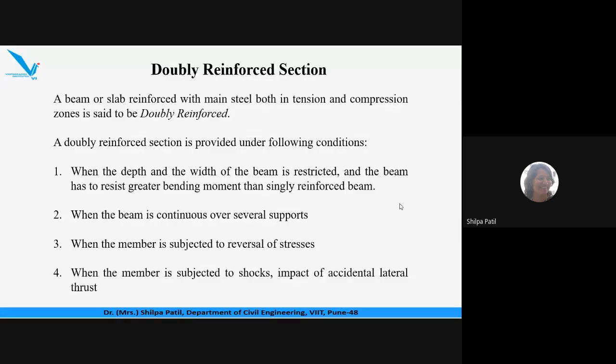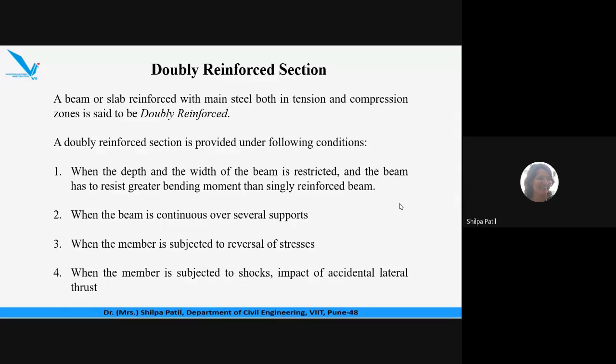For residential buildings, as we are considering only dead load and live load, we know that the direction of the load is fixed. It will act vertically downward always. So there is no question of reversal of stresses in a residential building of a lesser number of stories, that is, when we are designing G+2. For a G+2 building, the chances of reversal of stresses are least, so we do not consider reversal of stresses.